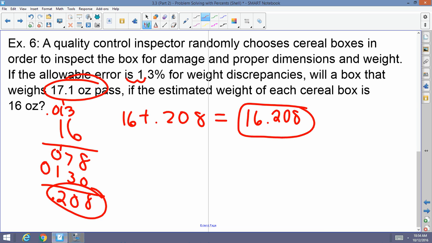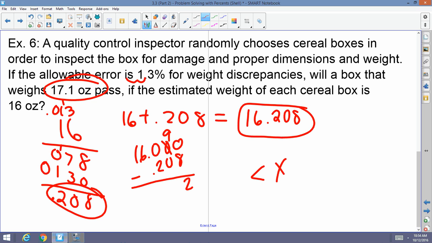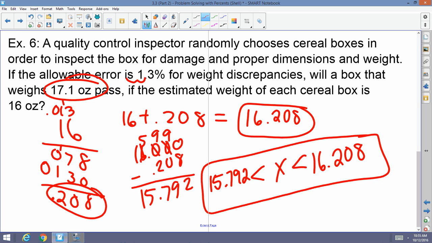We're good? If we go 16 minus 0.208, we get 15.792. So if the weight of the cereal box was between 15.792 and 16.208, it will be acceptable because you have a 1.3% allowable error. So you have to find what this 1.3% is, then you add it to and subtract it from the original. And that gives you the allowable weights. Does that make sense, my brother? Thank you for your honesty.